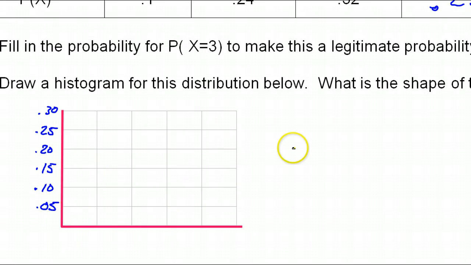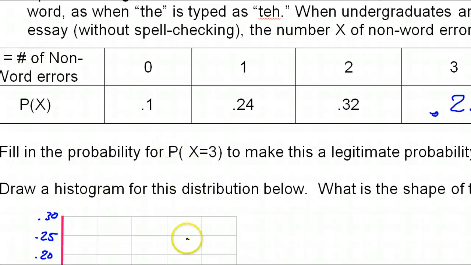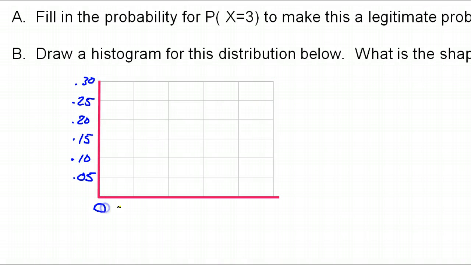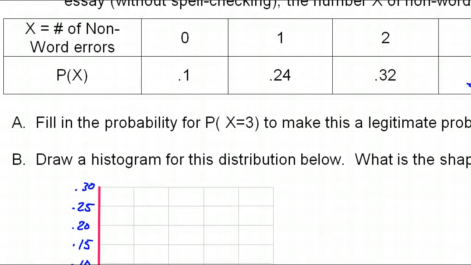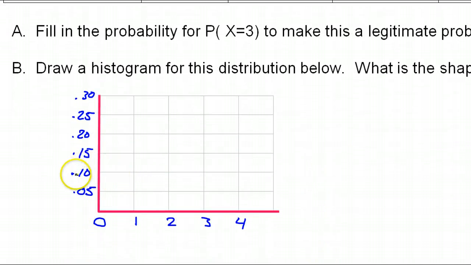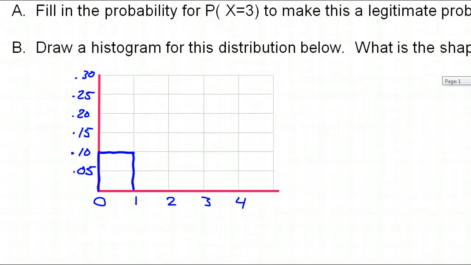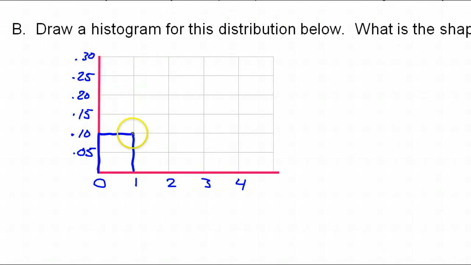Now, as far as the x-axis here, I'm just going to use my x values, which are 0 through 4. Okay, so I'm just going to go 0, 1, 2, 3, 4. So the 0 is at 0.1. Okay, so that's right here, 0.1. Alright, this is really hard to do. My 1 is at 0.24. Okay, so 0.25 is right there, so it's going to be just barely below that.